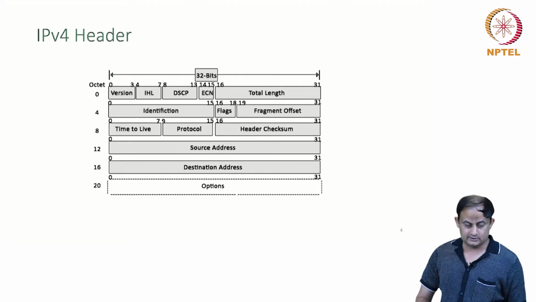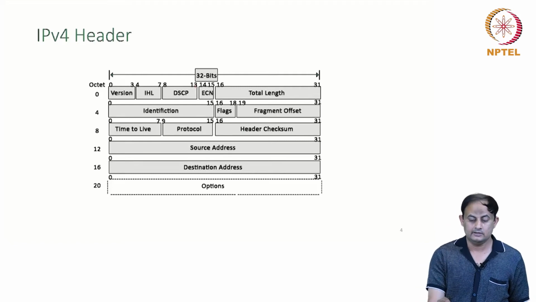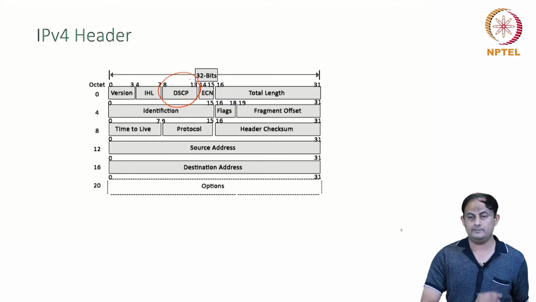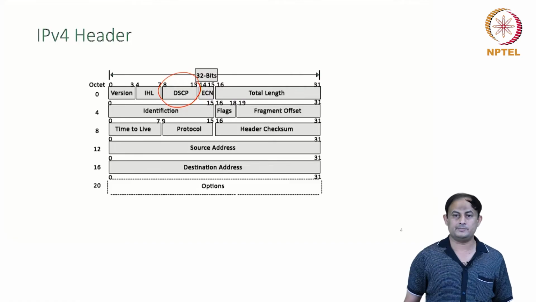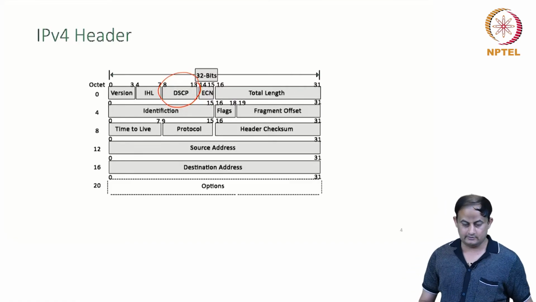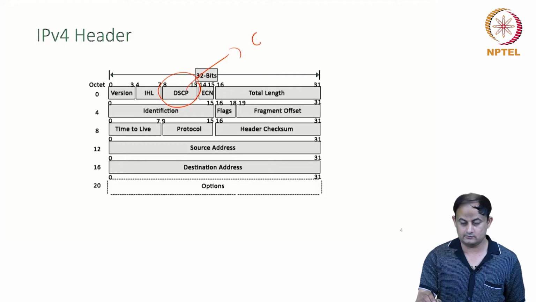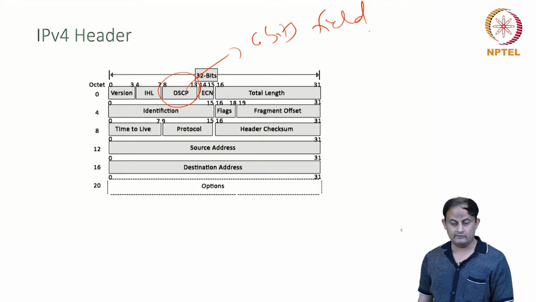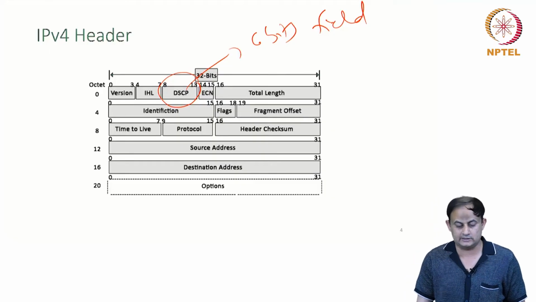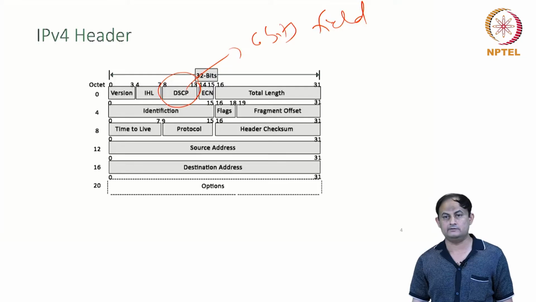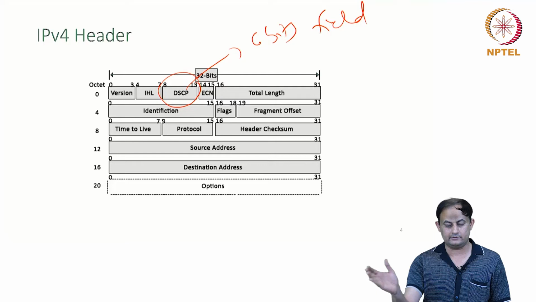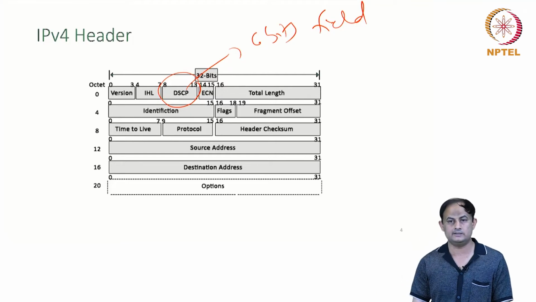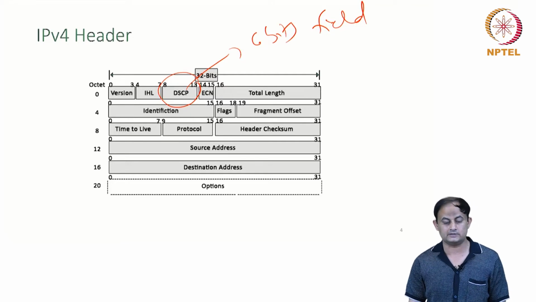This is a picture of the IP version 4 header. There is a field in the IPv4 header called differentiated service, or DSCP. This field is a 6 bit field, bits 8 to 13, and the remaining 2 bits of that particular byte, from 8 to 15, indicate the ECN. ECN stands for explicit congestion notification.